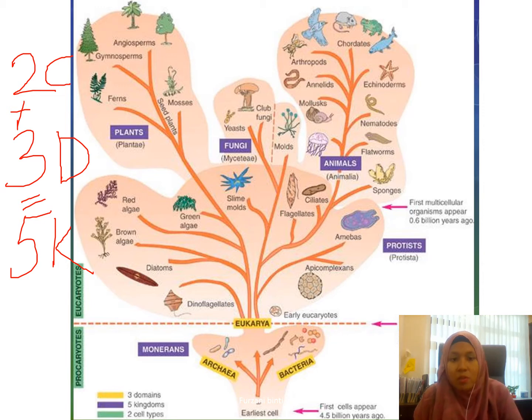So remember this: 2 plus 3 equals 5. 2C means 2 cell types, prokaryotes and eukaryotes. 3D means 3 domains, archaea, bacteria and eukarya, the yellow one. And then we have 5K, 5 kingdoms, the purple one. So we have plants, fungi, animals, protists and also monerans.